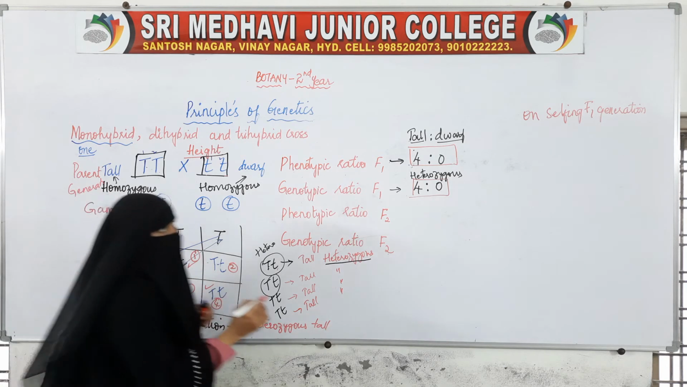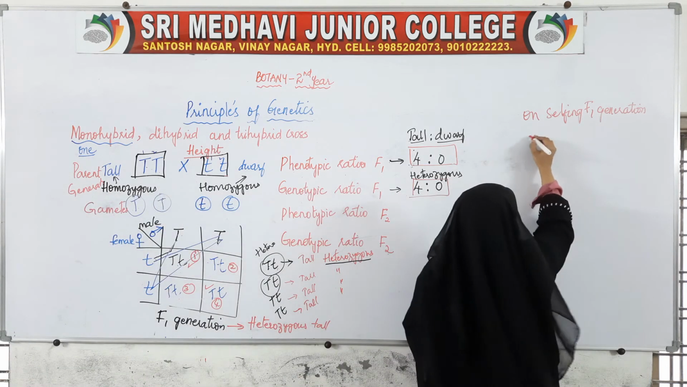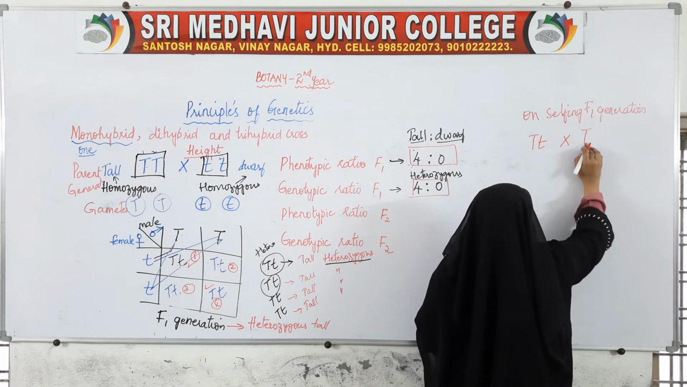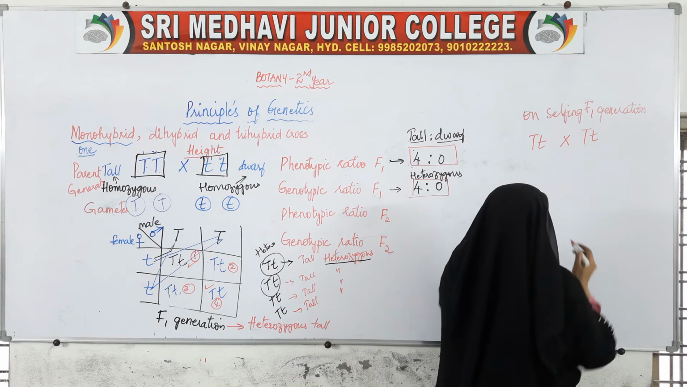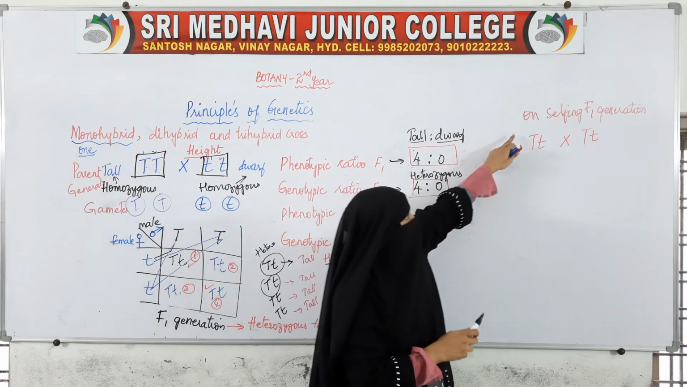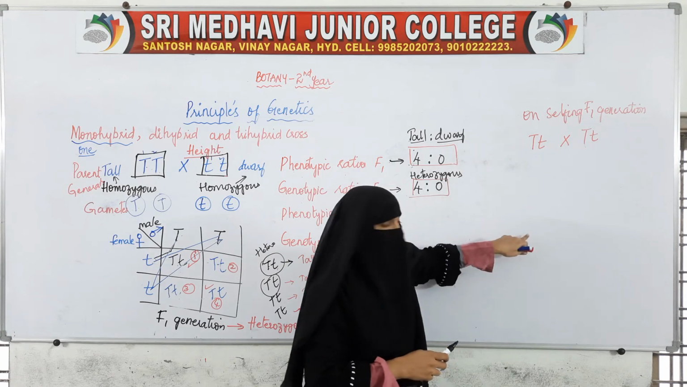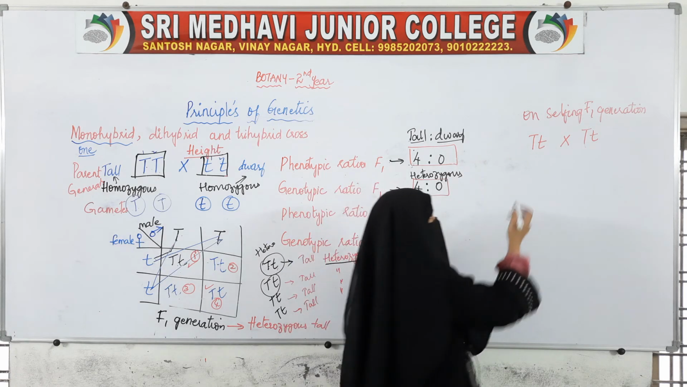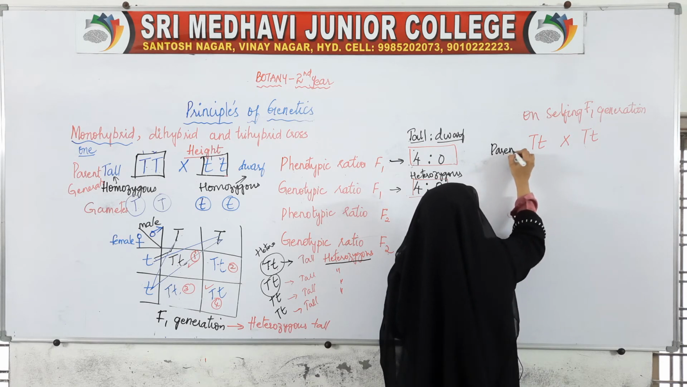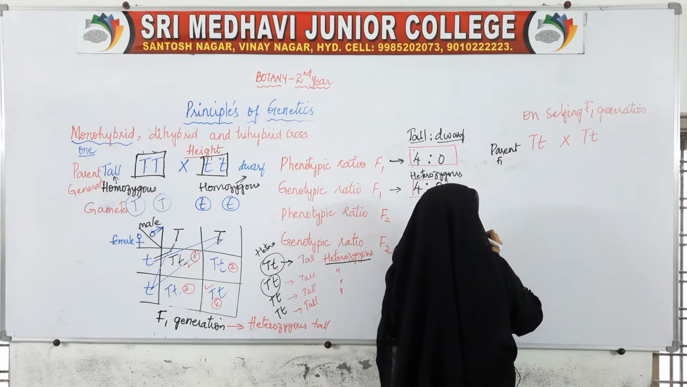fourth. So first is capital T small t and fourth is also capital T, small t, because all of them are the same. So on selfing the F1 generation we get the F2 generation. Now what type of gametes will be formed? This is the parent generation, the F1 generation.